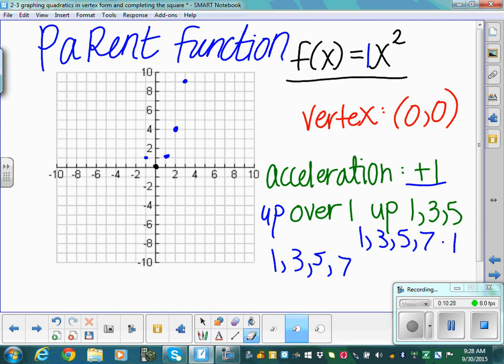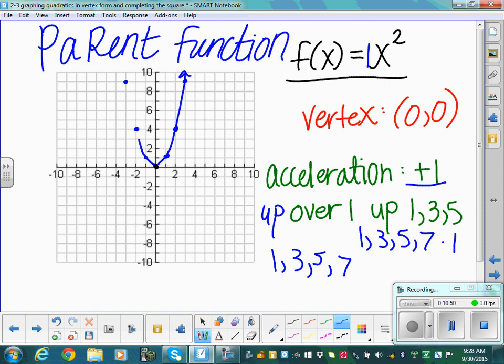So from the bottom, I like to just do one side at a time. So over 1, up 1. Over 1, up 1, 2, 3. Over 1, up 1, 2, 3, 4, 5. Do you guys see how the 1, 3, 5 pattern kind of works? Over 1, up 1. Over 1, up 3. Over 1, up 5. There's my quadratic.